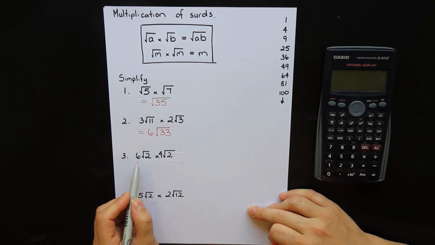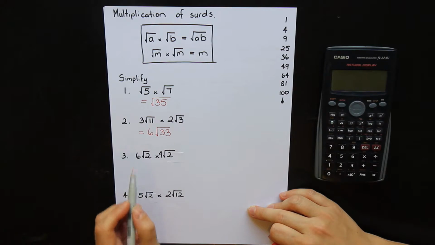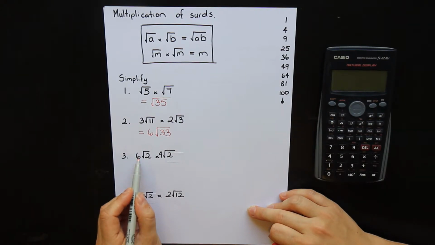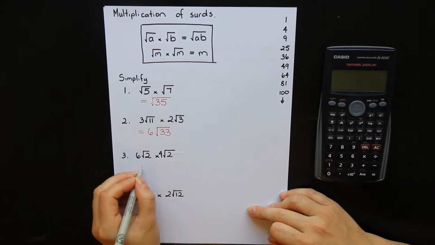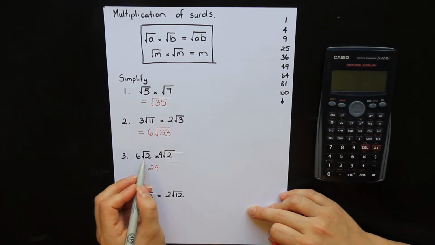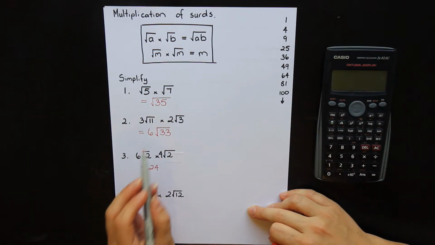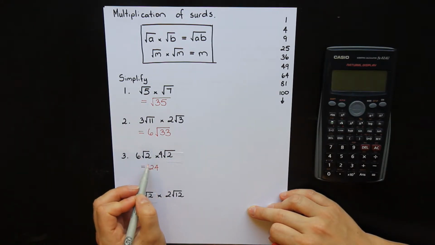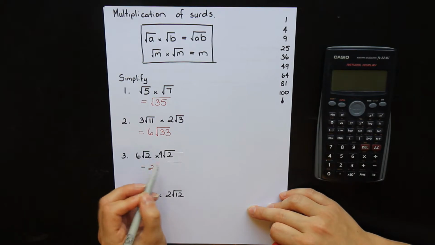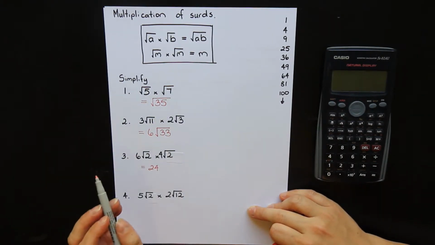Okay, let's look at question 3. 6 root 2 times 4 root 2. Well, we multiply the numbers at the front together. 6 times 4 is 24. And square root of 2 times square root of 2. Now we could do what we've been doing before, which is write our square root sign, and 2 times 2 is 4. But we can also use our special case here.